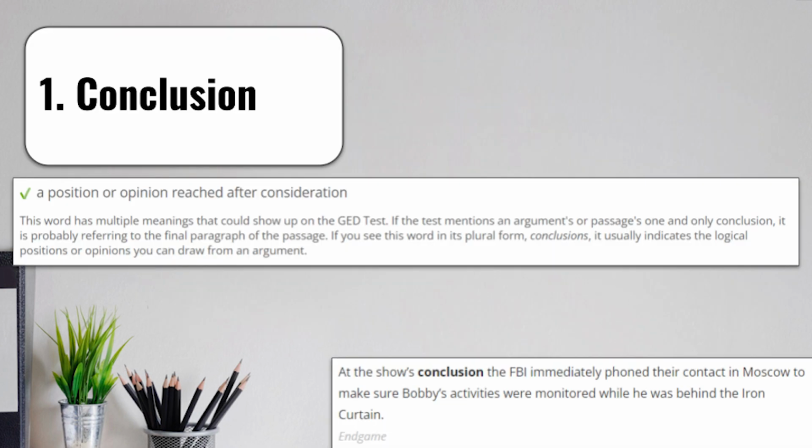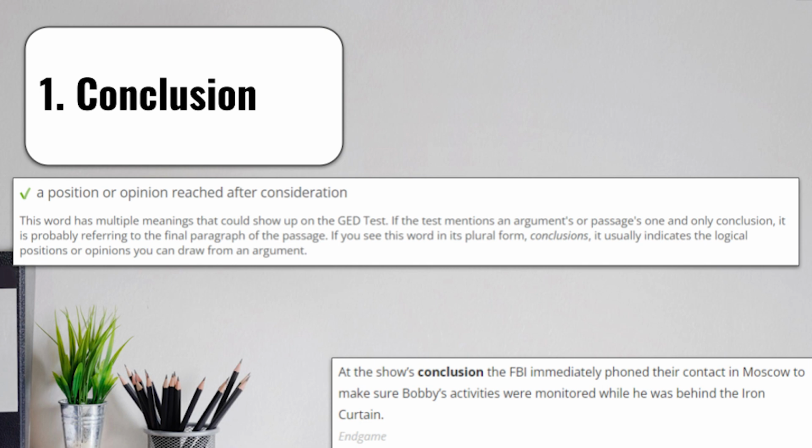The definition of conclusion is a position or opinion reached after some consideration. This would work for a few different definitions you would have with the word, and you're going to see different types of conclusions on different tests that you take. If the test mentions an argument's or a passage's one and only conclusion, it's probably referring to the final paragraph of a passage you're reading. If you see this word in its plural form, as in conclusions, it usually indicates the logical positions or opinions you can draw from an argument.